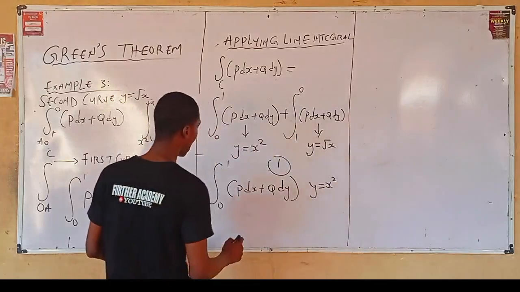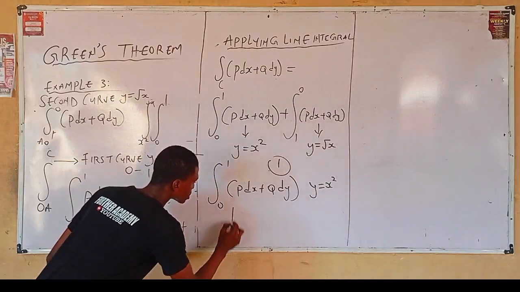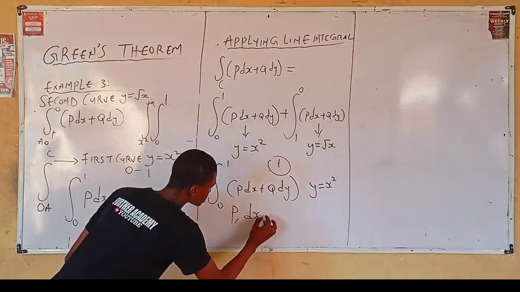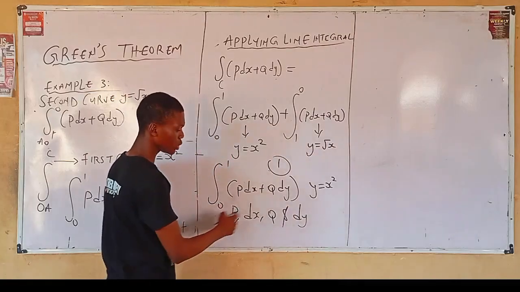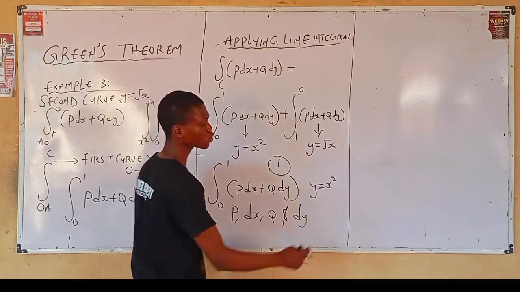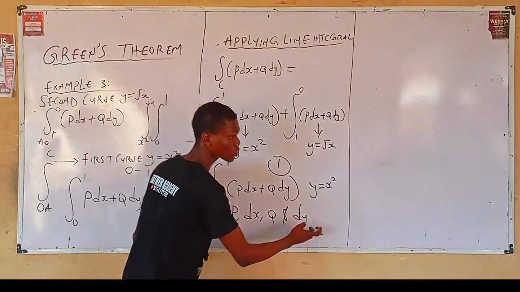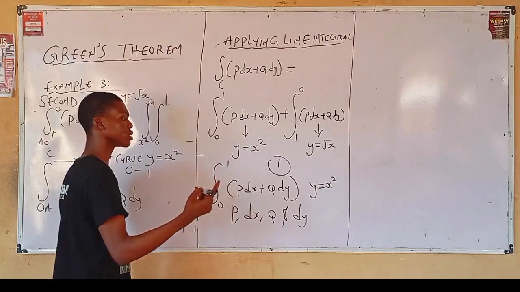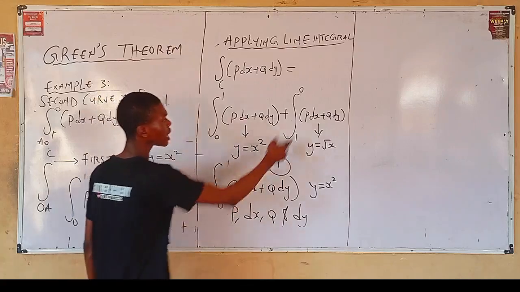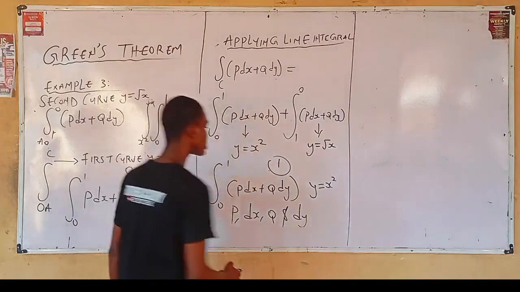So what that means is that my unknowns are p, dx, q, and dy. I'm expressing p, dx, q, and dy as functions of x. Everything must be expressed as a function of x. By the time you express everything in terms of x, you are going to integrate, then substitute the limits. Similarly for the second curve. Alright, let's see how it works.